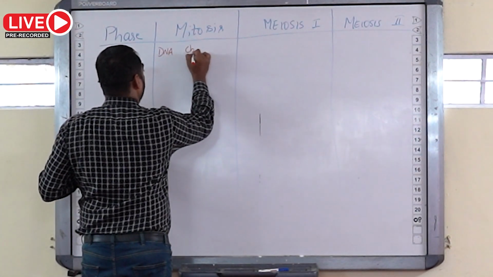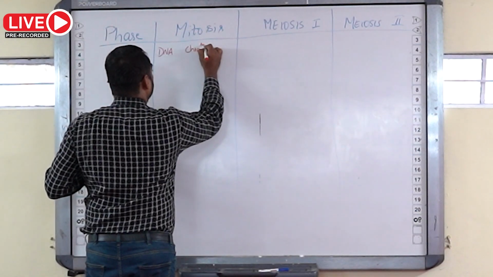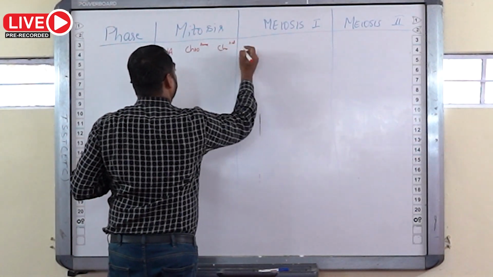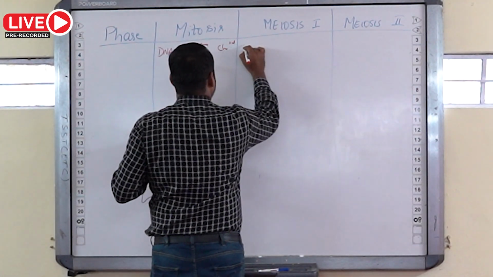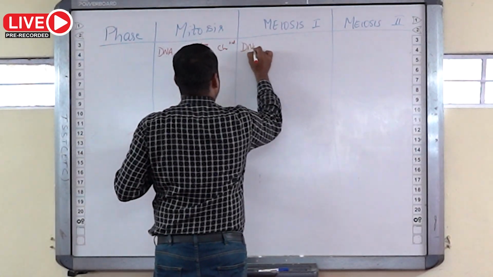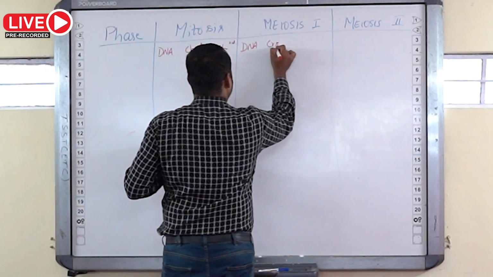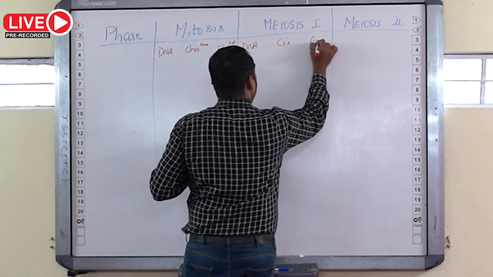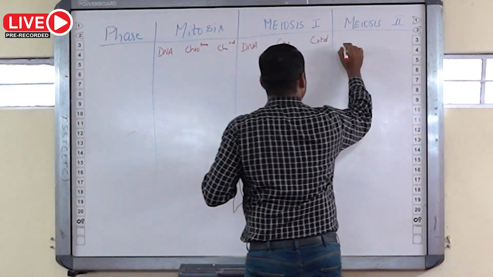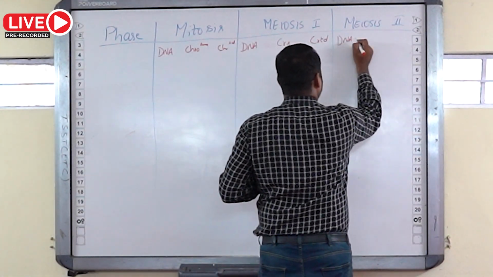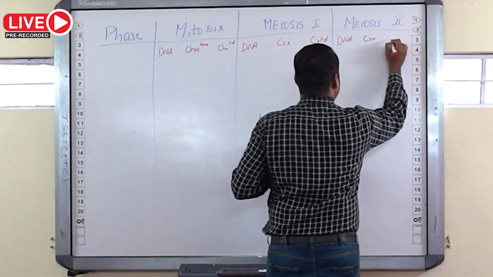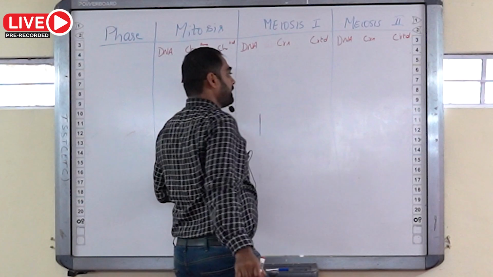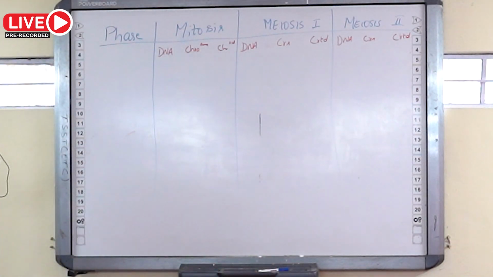DNA, chromosomes, chromatid. DNA, chromosomes, chromatid. DNA, chromosome, chromatid. All right.